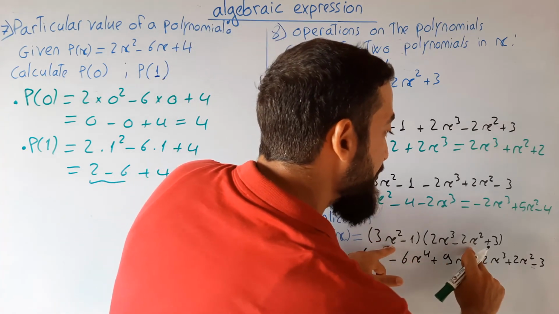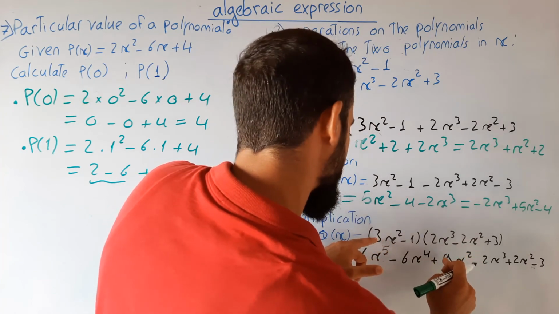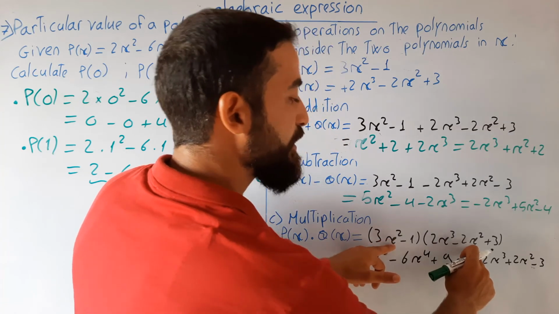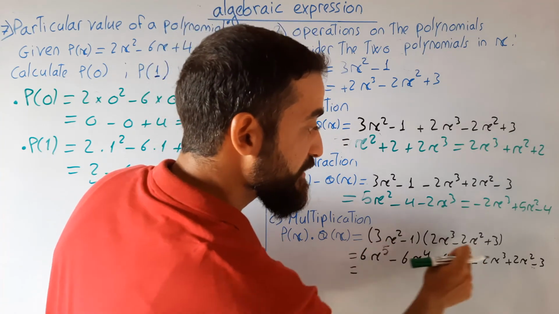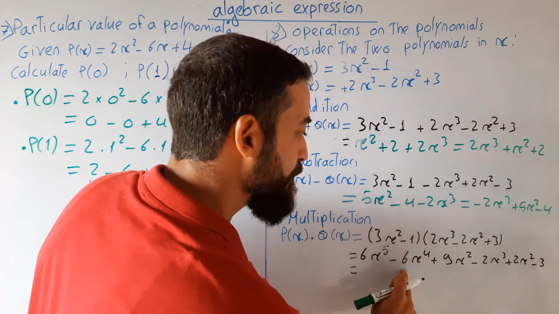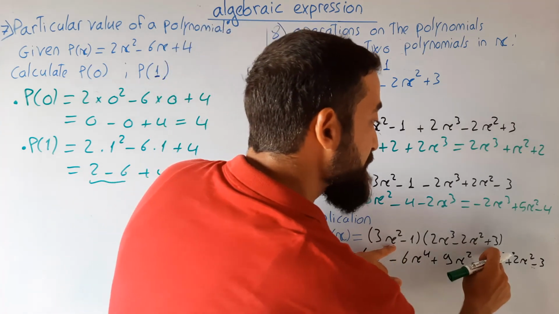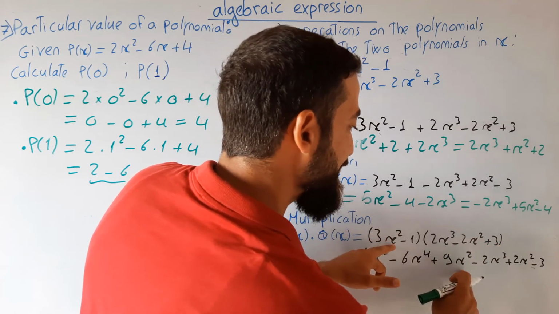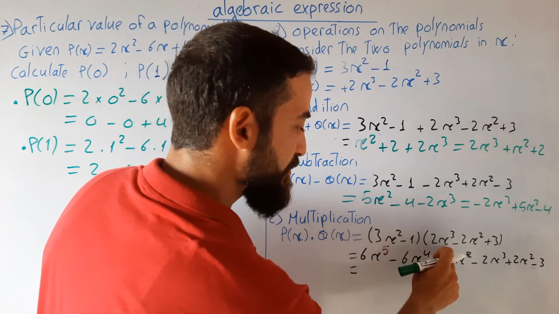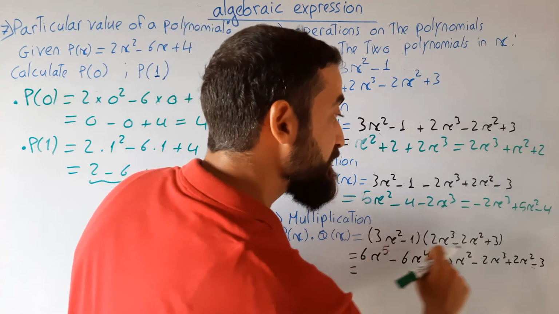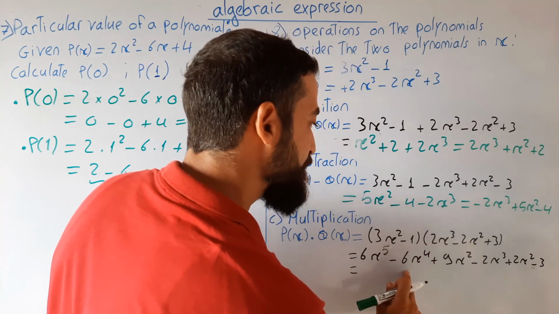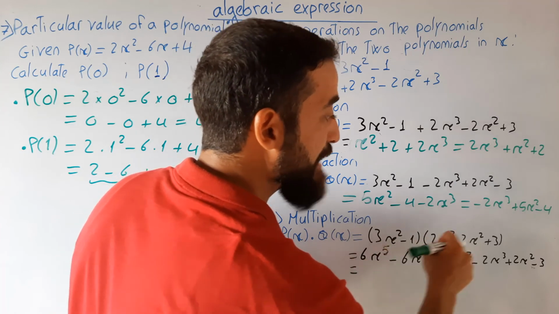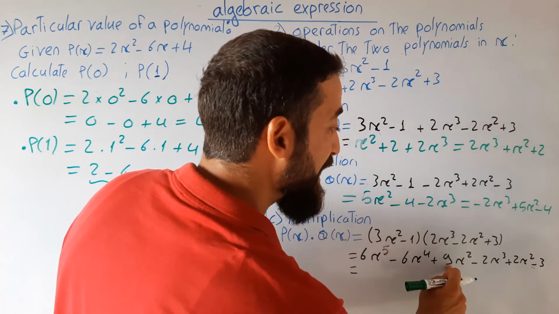3x^2 times minus 2x^2: 3 times minus 2 equals minus 6, x^2 times x^2 equals x^4. So 3x^2 times minus 2x^2 equals minus 6x^4. 3x^2 times plus 3 equals 3 times 3, 9, so 9x^2.